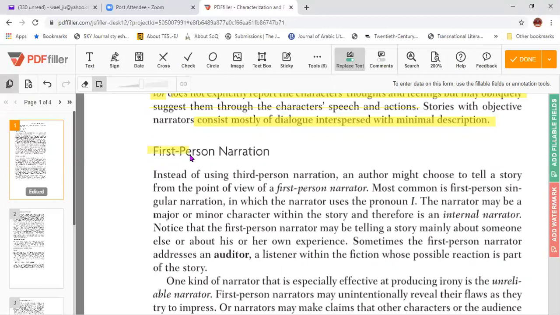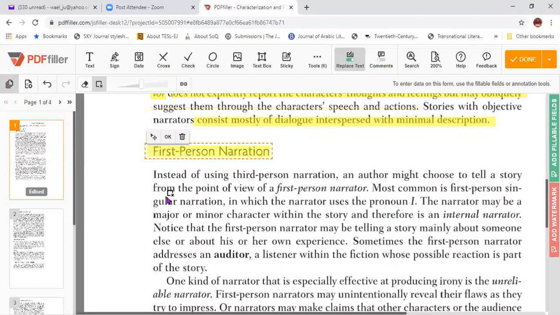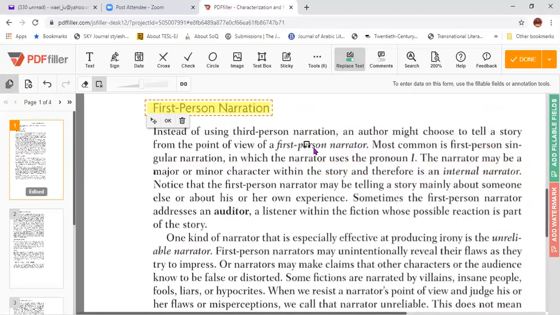type of narration is the first person narration. Okay, instead of using third-person narration, an author might choose to tell a story from the point of view of a first-person narrator. Most common is the first-person singular narration, in which the narrator uses the pronoun I. Now, if you remember, in the third-person narrator, we use he, she, they. But in the first-person narrator, we use the pronoun I. So whenever you see the pronoun I, then you know that this narrator is a first-person narrator.